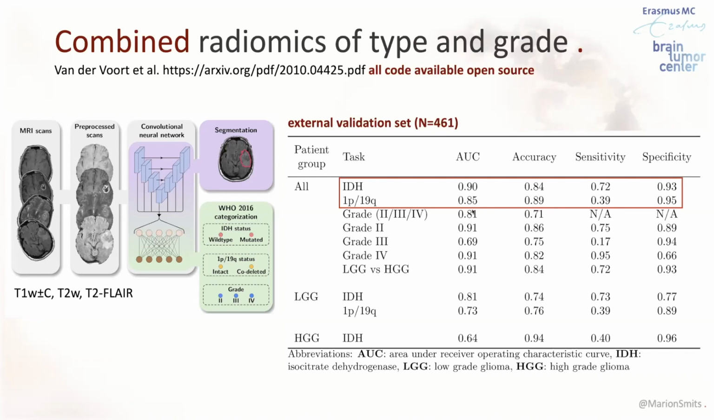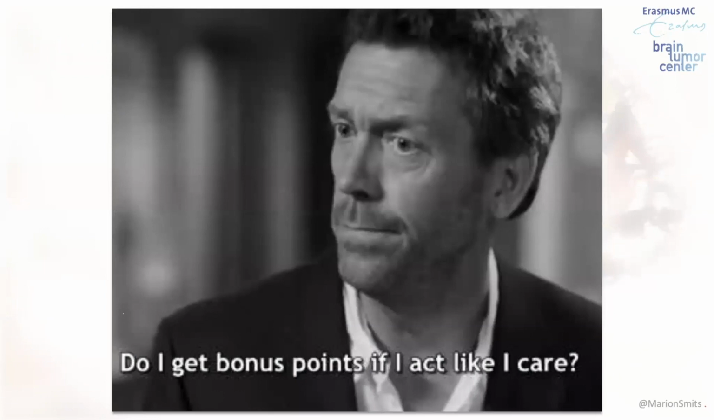And we now reach areas under the curve that approximate 90% for predicting the IDH mutation status as well as the 1p19q codeletion status. So I think we're getting closer and closer to making it a reality that we can predict the type and the grade based on imaging only. And again, this is only based on conventional imaging as opposed to the more advanced techniques that we are, of course, now including in our algorithms as well.